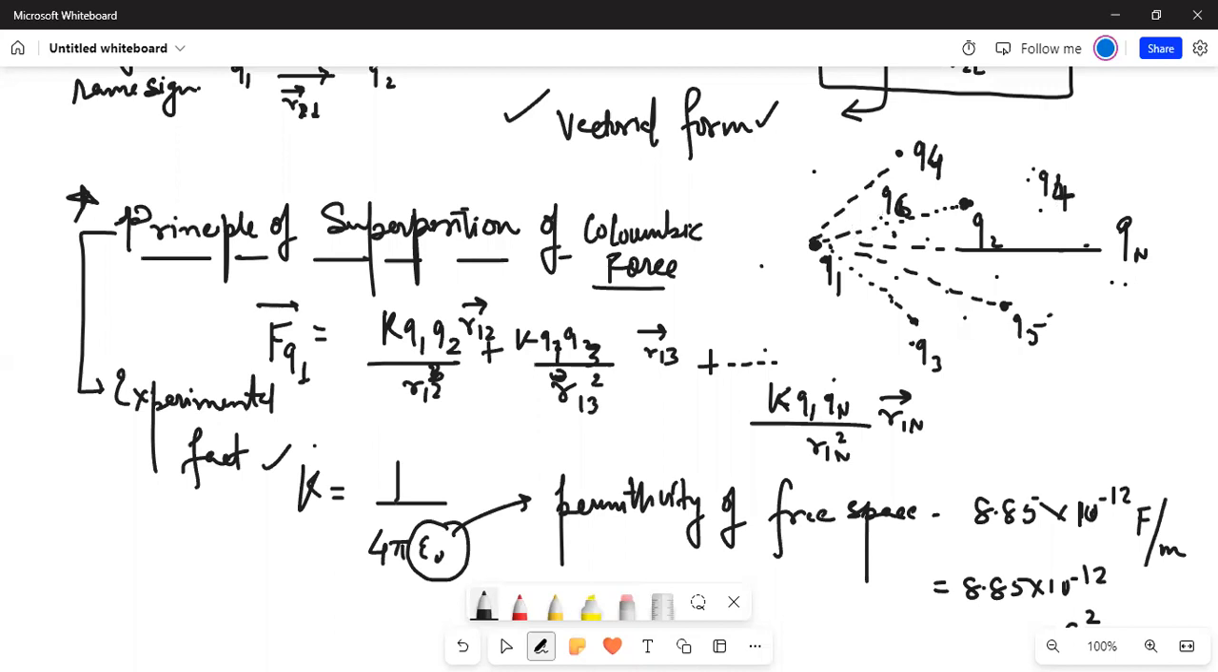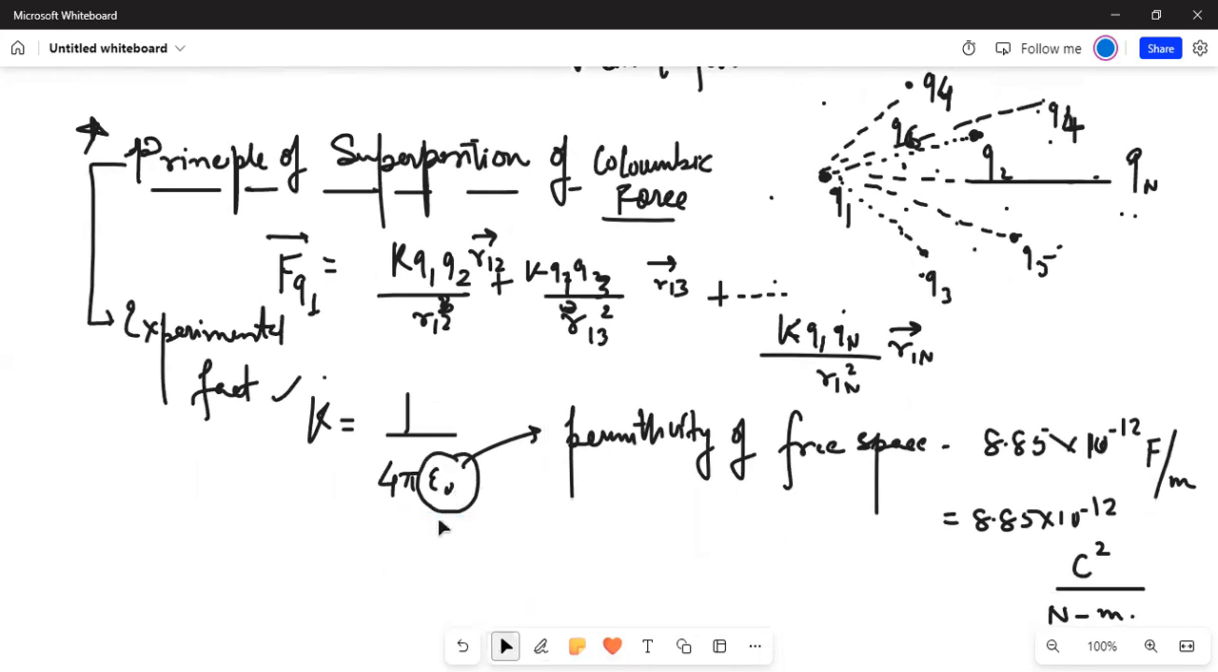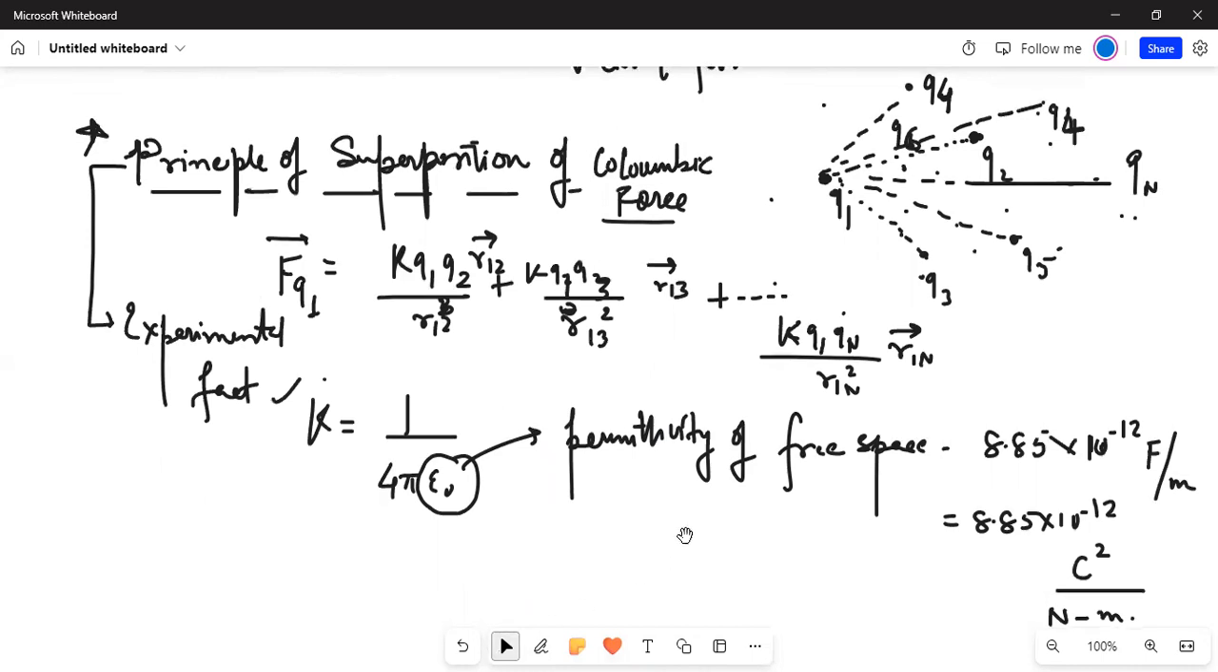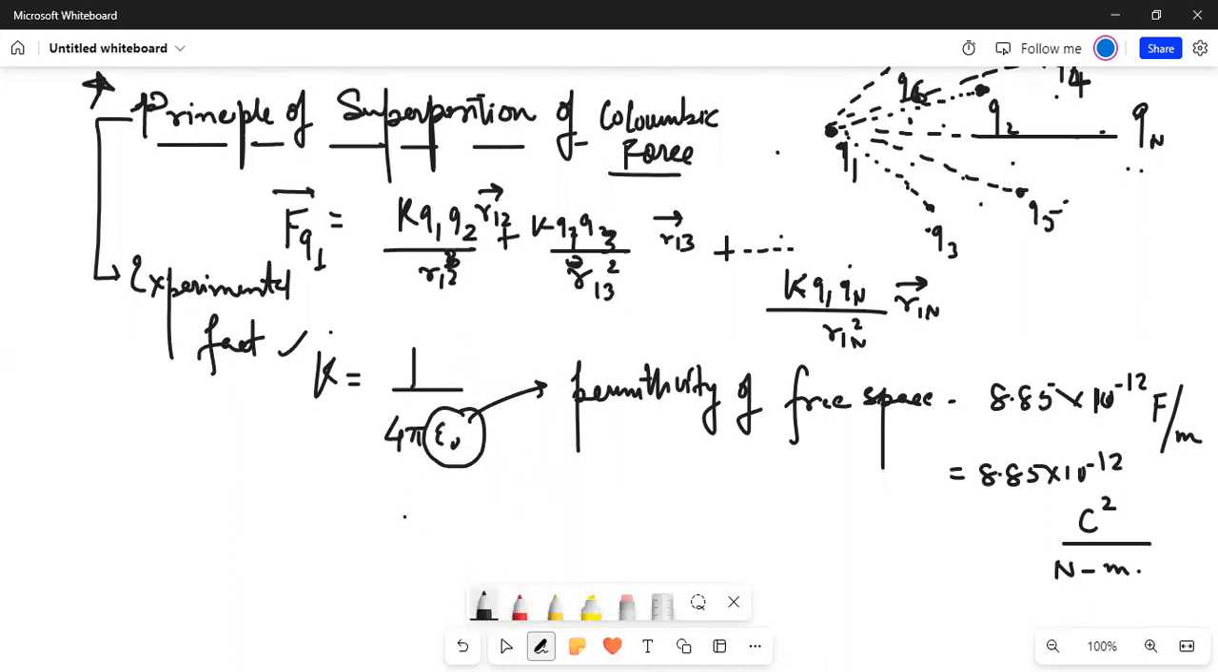All you need to do is add all these forces vectorially, and this will give you the net force acting on charge Q1, and this is referred to as the principle of superposition of any sort of vector. Here the vector is the force vector. Okay, and K here signifies 1 upon 4 pi epsilon naught, where epsilon naught is the permittivity of free space. And what is K in general? I think 1 upon 4 pi epsilon naught in SI unit is 9 into 10 to the power 9. Is that clear?